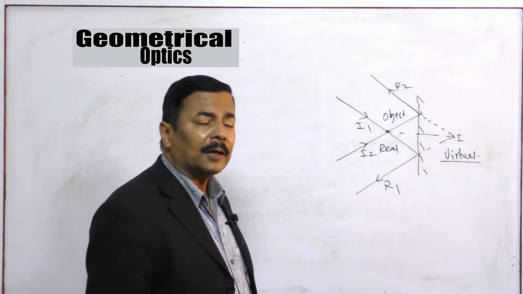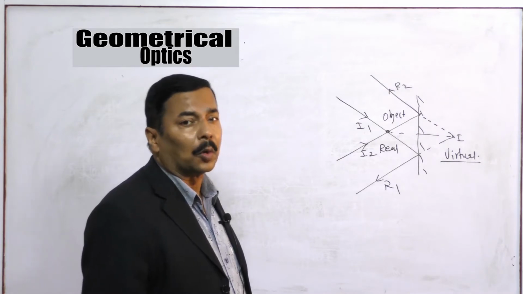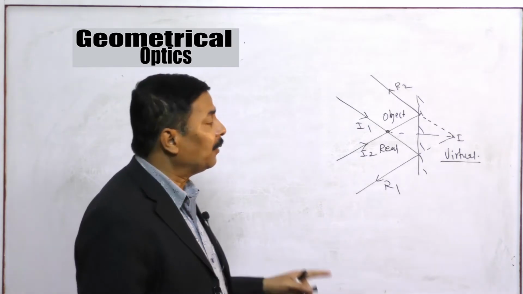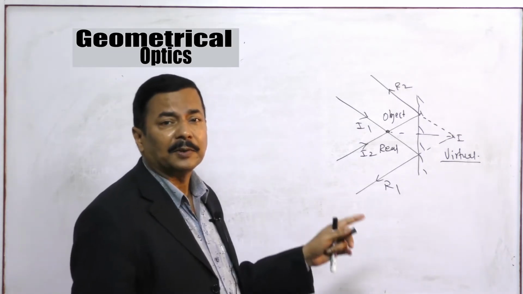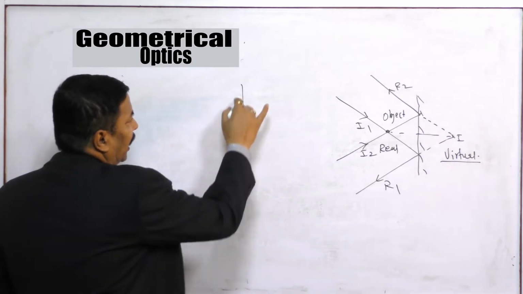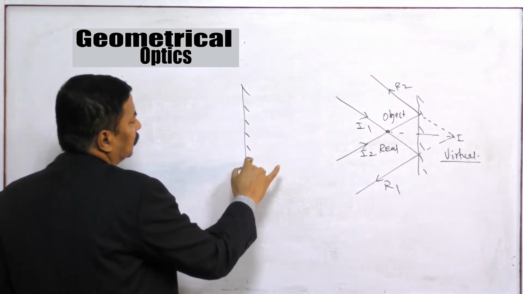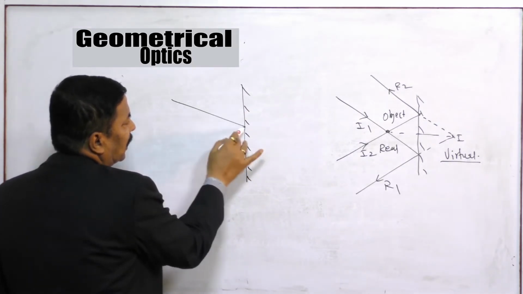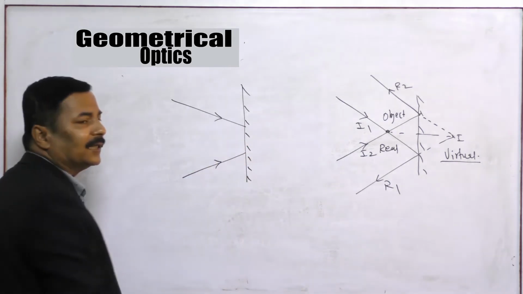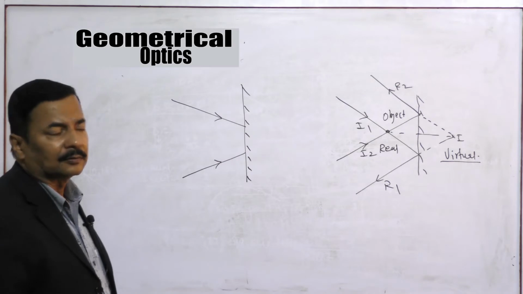So can we say that a plane mirror always forms a virtual image? No, a real image can also be formed by a plane mirror. How? If the rays are converging, that means the object is virtual. See how. Here is the plane mirror. This is the incident ray. This is the incident ray. These incident rays are converging.